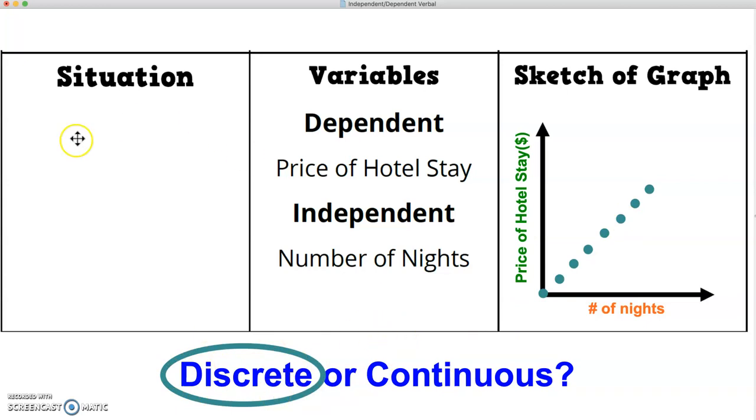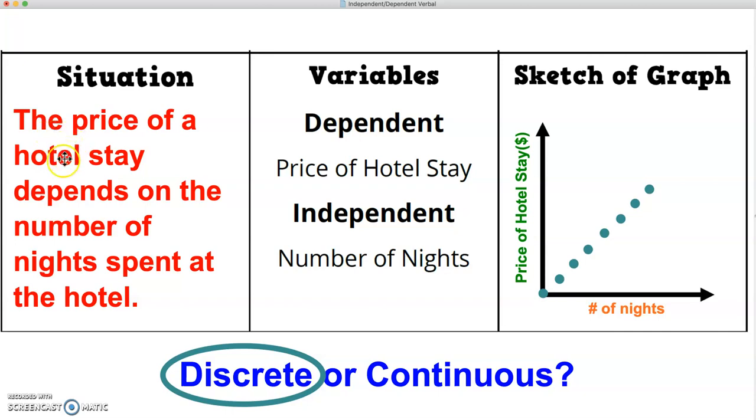Now we need to think about writing our situation statement here. We're trying to describe in words what's going on. So what we have here is the price of a hotel stay depends on the number of nights spent at the hotel. Notice how the description really lays out what the dependent and independent variables are. The price depends on the number of nights.